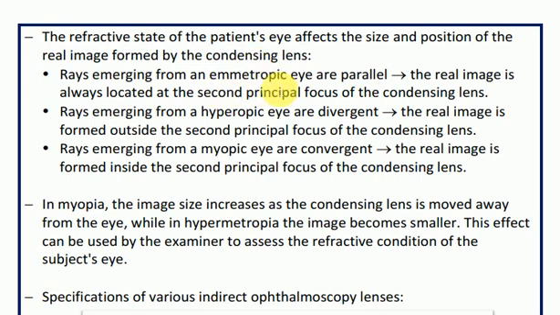In case of an emmetrope, the rays are parallel, so the real image is always located at the second principal focus of the condensing lens. In case of a hyperope, the rays are divergent, so the real image is formed outside the second principal focus. In case of a myope, the rays are convergent, so the real image is formed inside the second principal focus. Also in a myope, the image size increases as the condensing lens is moved away from the eye, while in a hypermetrope, the image becomes smaller. So the opposite happens in a hypermetrope when the condensing lens is moved away. Now this effect can be used by the examiner to assess the refractive condition of the subject eye.